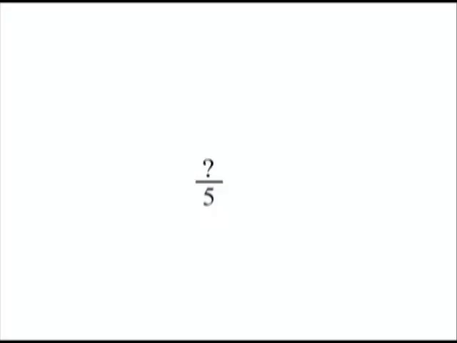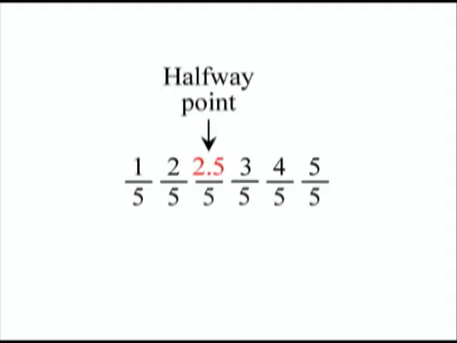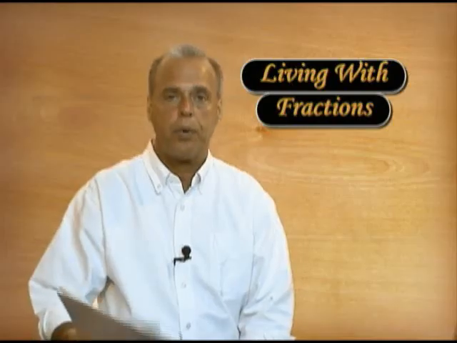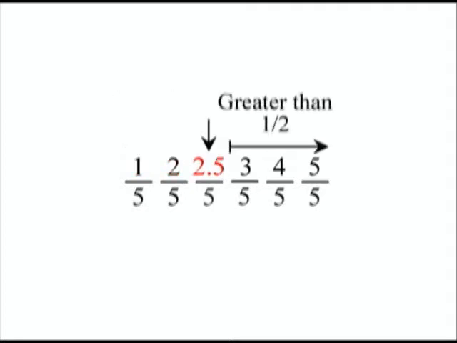What if we had fractions in fifths? Where would the halfway point be there? Half of 5 is 2.5, so the halfway mark in fifths is 2.5 over 5. That's correct. And these fraction numbers will be less than 1/2 since all the tops of these fractions are less than 2.5. And all of these fractions are greater than 1/2 since all of these fraction numerators are greater than 2.5.